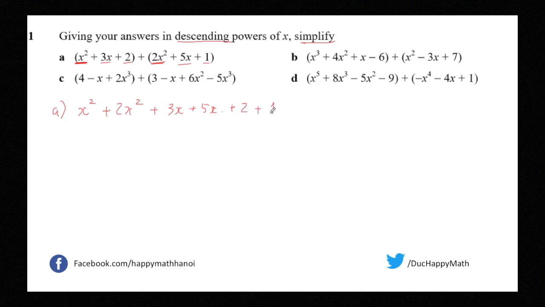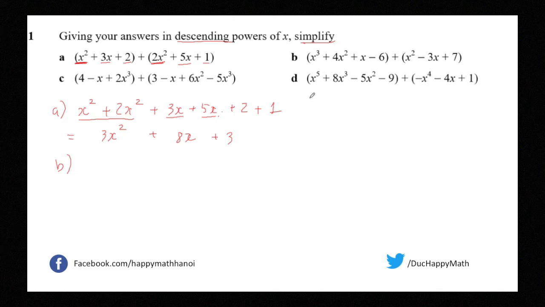We pair together the terms that have the same degree of the variable. So 1x squared plus 2x squared means 3x squared, 3x plus 5x equals 8x, and 3 plus 1 equals 4. Okay, how about question B?